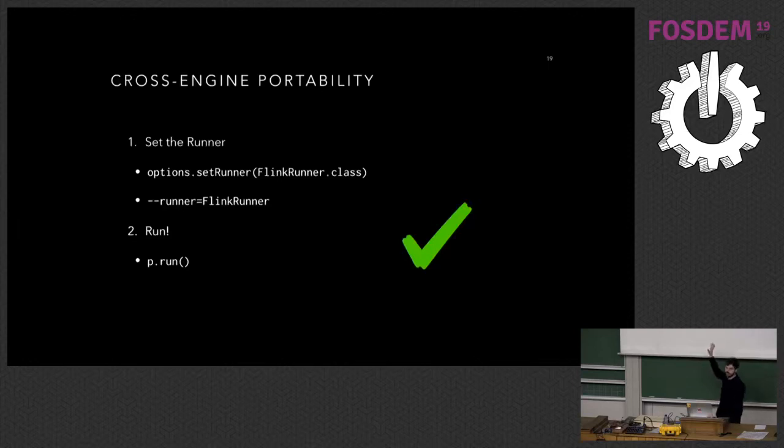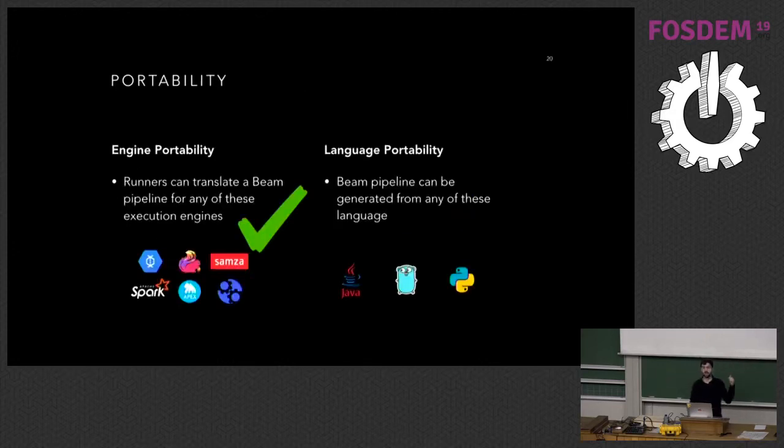If we are in the Java API, these are the options we pass to the pipeline. We just set the runner to the Flink runner, then we do run, and it really runs on Flink. That's pretty amazing. So we have that part covered already. Now, what about language portability?